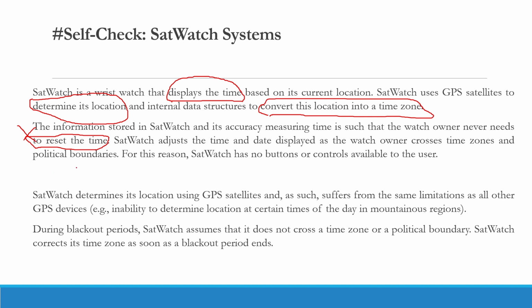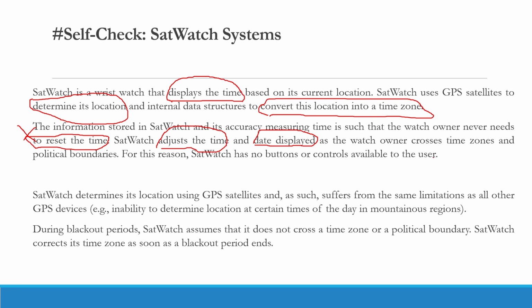The next one is adjust time. Adjust time is also another use case. And display date is another use case, as the watch owner crosses time zones and political boundaries. For this reason, SatWatch has no buttons or controls available to the user. SatWatch determines location, which is also another use case here.